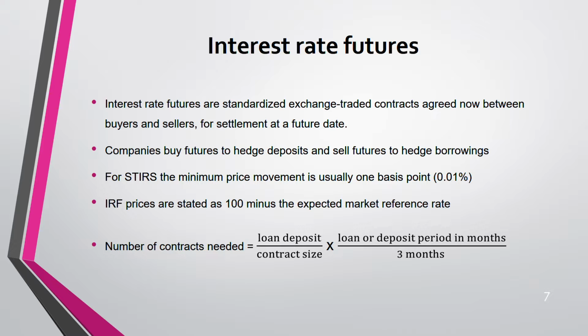Let's say 20 million is your amount that you have to hedge. Your contract size is 2 million. So 20 million divided by 2 million. Multiply that by a fraction. What is that fraction? This only comes from interest rate future, by the way. You will not get it in exchange rate. That is the loan or deposit period in months divided by 3 months. Why 3 months? By the way, this 3 months is fixed. Don't change it. It's always 3 months in the denominator. Why? There's a reason behind this.